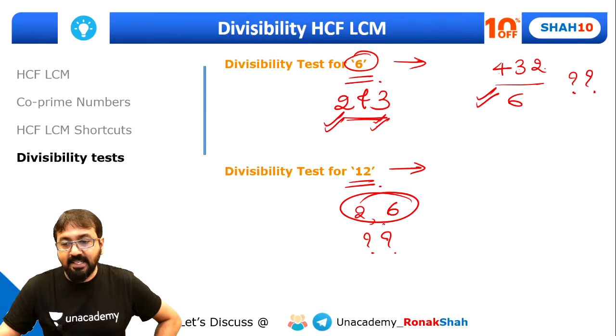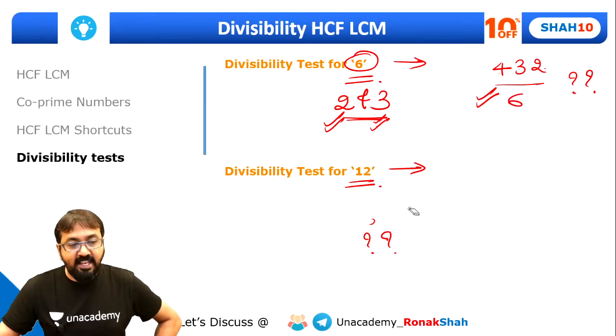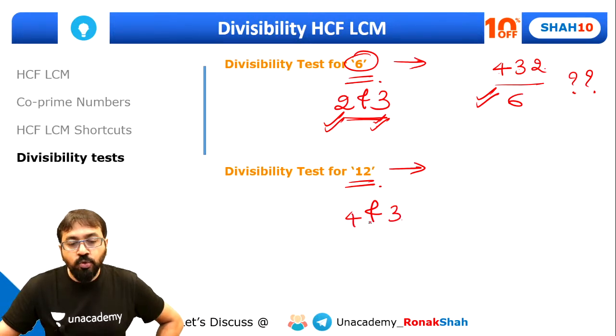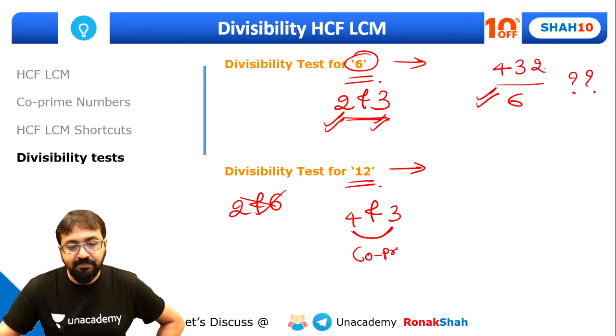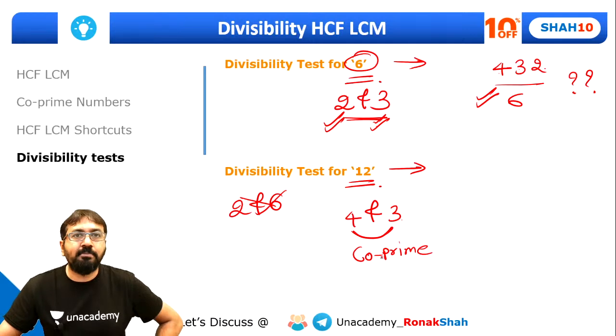नहीं, 2 and 6 नहीं कर सकते. 4 and 3 आएगा. So for 12 guys you need to check for 4 and 3. तो क्यों 4 and 3 कर सकते हैं, 2 and 6 क्यों नहीं कर सकते गाइस? जो भी दो नंबर में आप स्प्लिट कर रहे हो ना वो कोप्राइम होने चाहिए. You need to split them in coprime numbers.